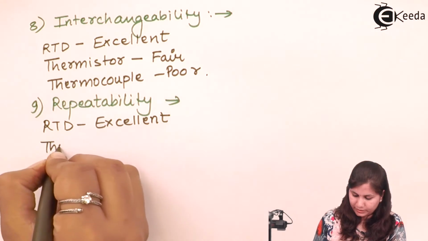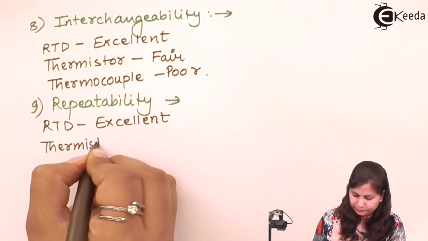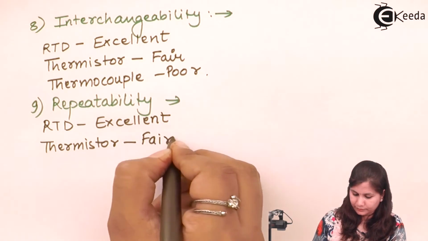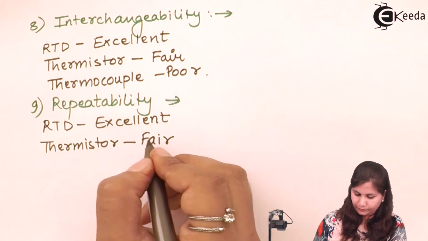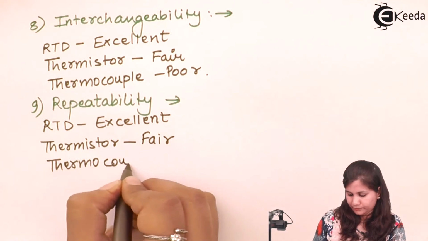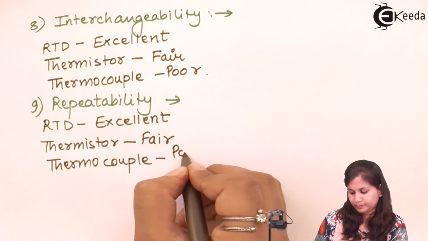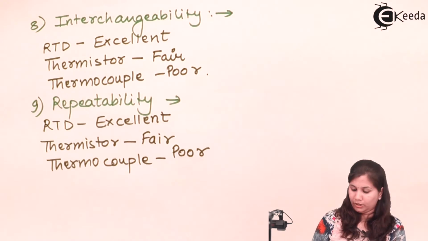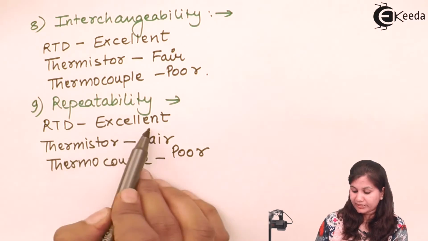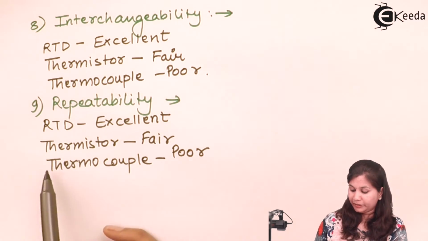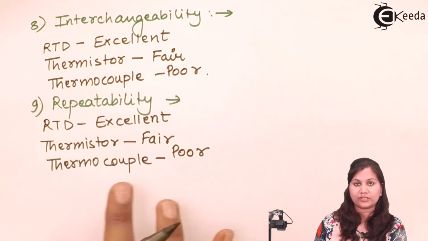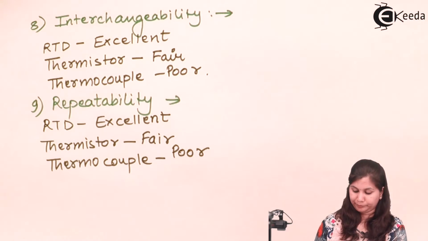In case of thermistor, it is fair. And in case of thermocouple, it is poor. Okay. So repeatability means the output results are going to repeat themselves in case of RTD, but in thermocouple, the closeness between the results will be less, so it is going to give us poor repeatability.